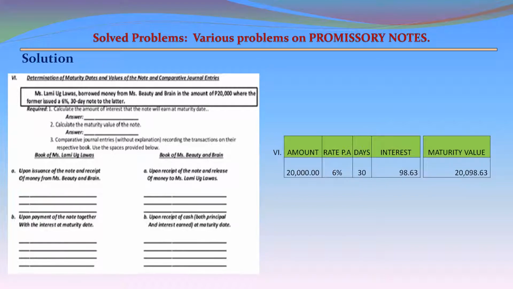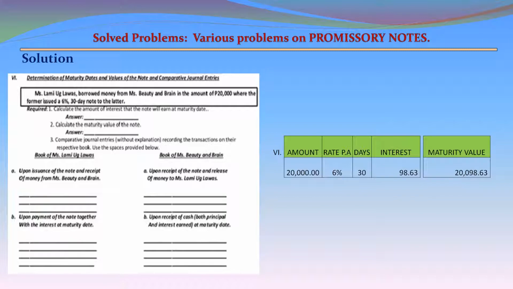Calculation of interest. Amount 20,000. Rate 6%. Number of days 30. Interest comes to 98.63. 2. Calculate the maturity value of the note. The maturity value of the note comes to principal plus interest, that is 20,000 plus 98.63. 3. Comparative journal entries without explanation recording the transactions on their respective books.